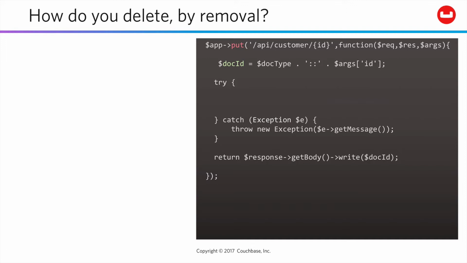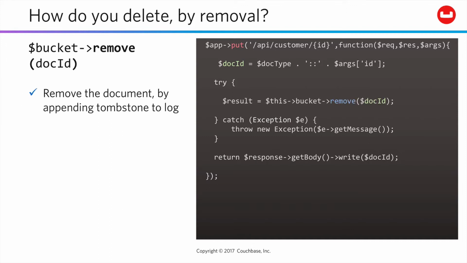So how do you delete a document? Well, that's quite straightforward. You just pass a document ID to the remove method. Under the hood, this is appending a tombstone to the write log, which means the next time a get operation or a Nickel select seeks this document, it's reported back as no longer available.